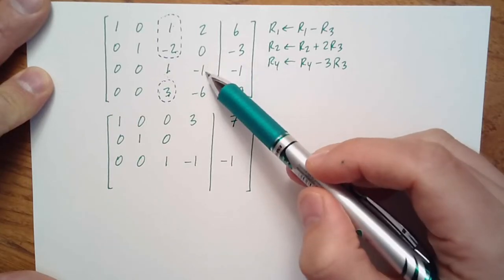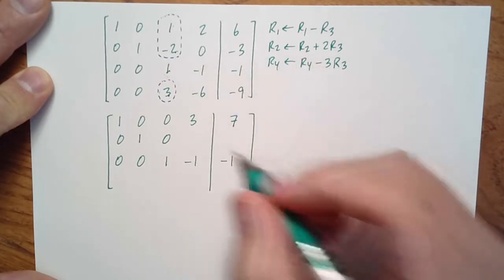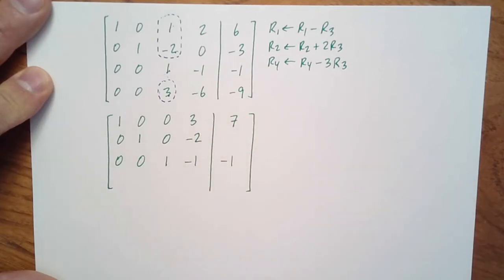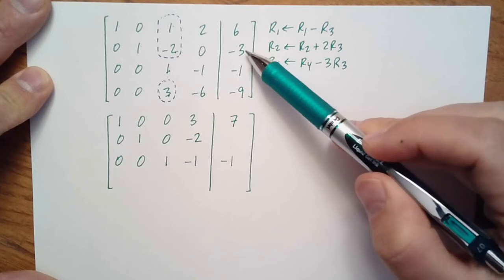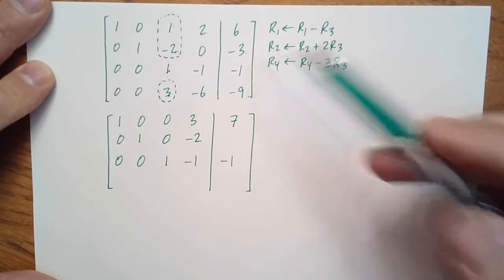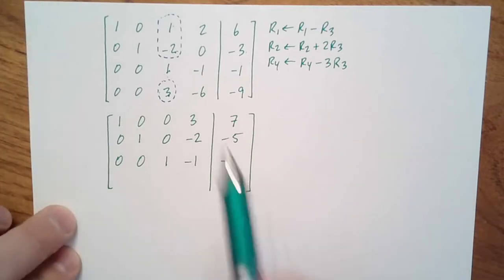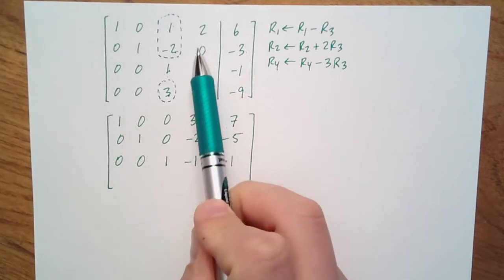0 plus 2 times negative 1. That'll give us 0 minus 2. So we'll have negative 2. And then over here we'll have negative 3 plus 2 times negative 1. That's going to turn into negative 5. Notice that we lost one of our zeros over here.